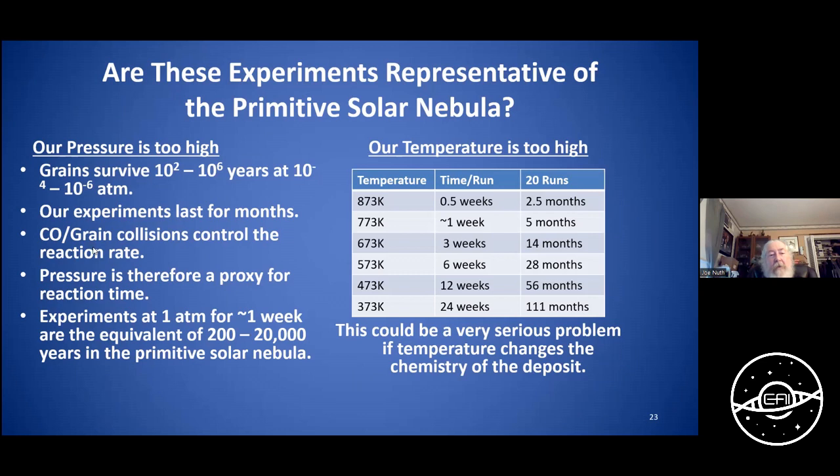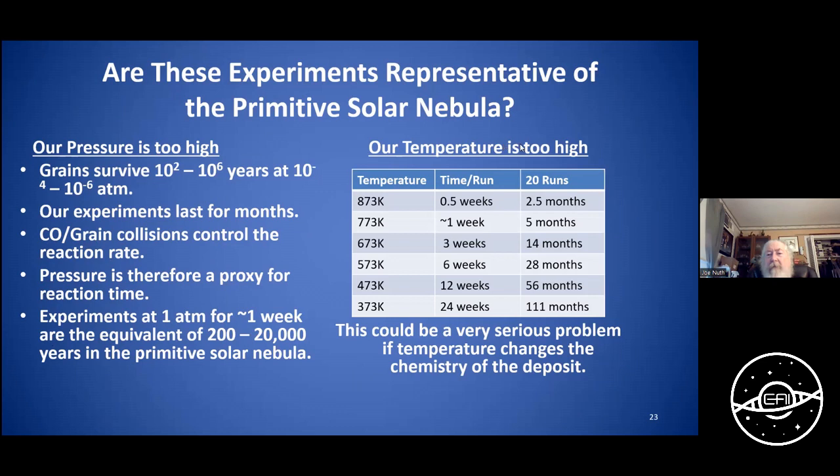CO grain collisions are what control the reaction rate. So the pressure is a proxy for reaction time in this case. So experiments that we do at 1 atmosphere for approximately 1 week are the equivalent of what happens in 200 to 20,000 years in the primitive Solar Nebula down at pressures as low as 10 to the minus 4 to 10 to the minus 6 atmospheres.